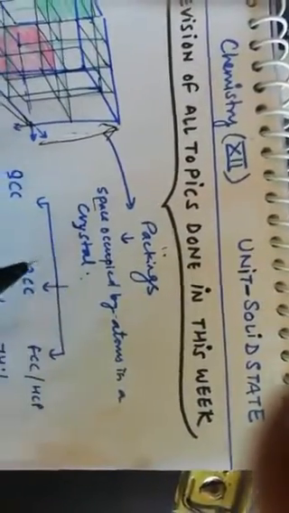If we define packing, it is the space occupied by atoms in a crystal. There can be simple cubic cell, body centered cubic cell, FCC, and HCP also. Simple cubic cell has 52.4% packing, BCC has 68% packing efficiency, FCC has 74% packing efficiency.